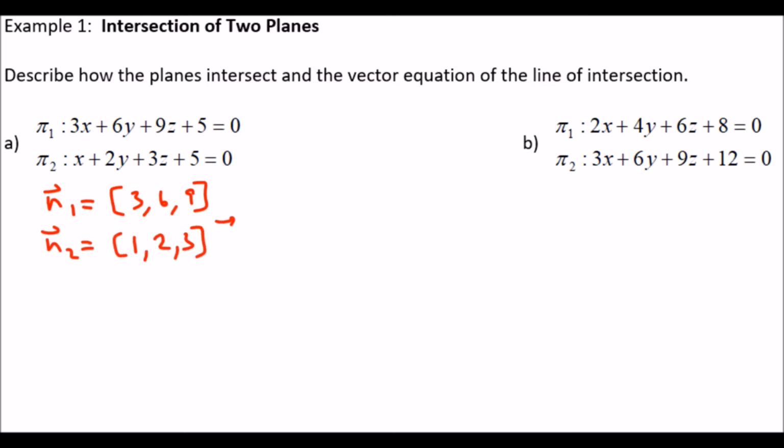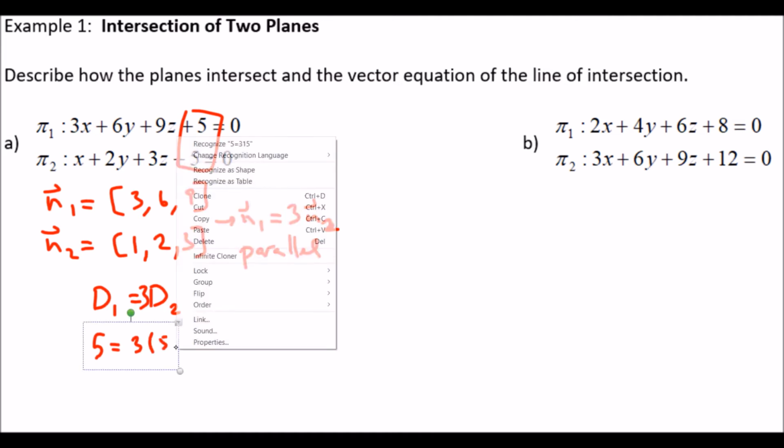So I can see here that if I multiply normal 2 by 3, I get normal 1. So I know normal 1 is equal to 3 times normal 2. So that means that they are parallel. Now, are they distinct? Good question. So to figure out if they're distinct, I look at the d values. And I look, does d1 equal 3 d2? My apologies here, sorry, that should be n2. So this would be 5 is equal to 3 times 5.